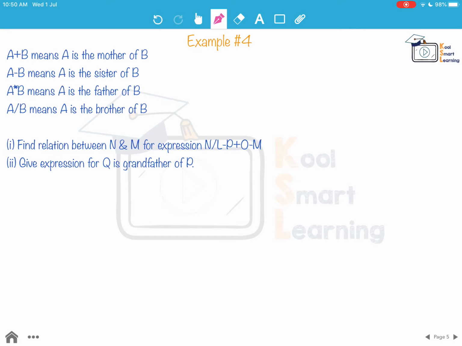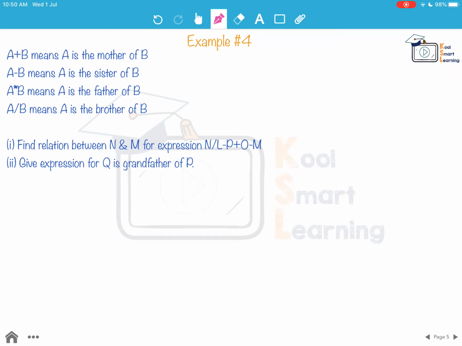So these are the kind of questions which may come based on these relations which are expressed in terms of symbols. So now here it says that A plus B means A is the mother of B. A minus B means A is the sister of B. A star B means A is the father of B, and A divided by B means A is the brother of B. Now let's find out the relation between N and M for the expression N by L plus P minus O minus M.